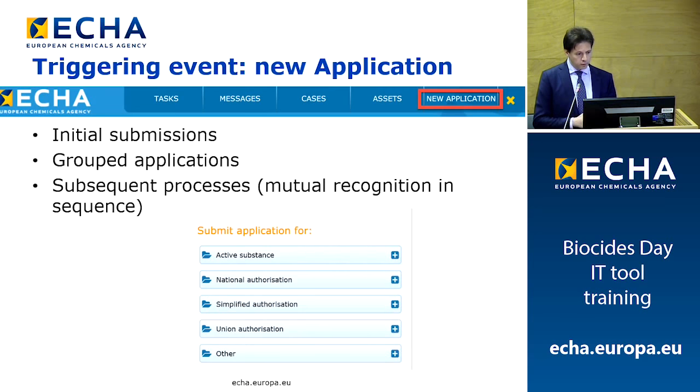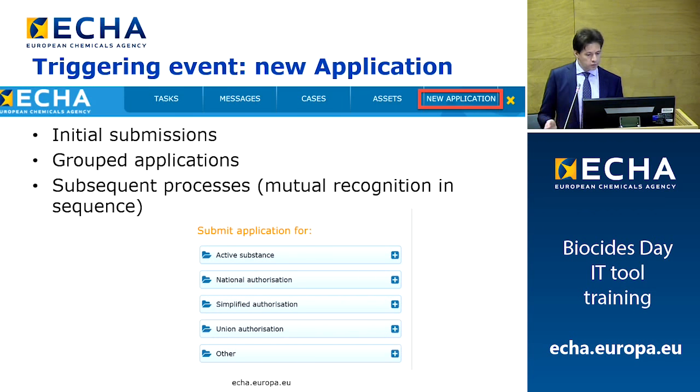Let's go now one by one to every single tab. This is the new application tab of the industry environment of R4BP3. And this is the place where you have to click in order to start your submission. You will see this screenshot, containing all the groups of application that you may perform, active substance, national authorization, and so on. And you can also perform from there grouped applications, in case you have mutual recognition of a number of products with the reference one in a specific competent authority.